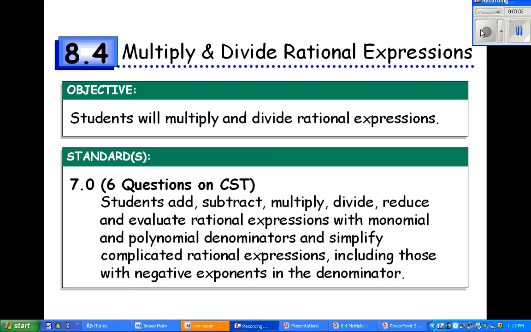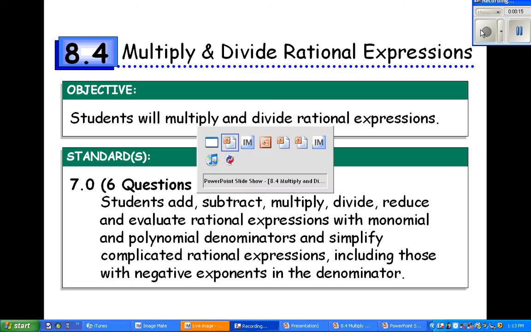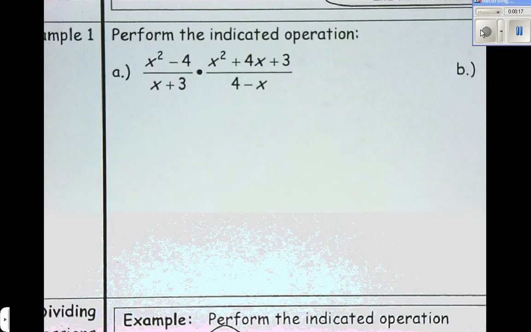Section 8.4, multiply and divide rational expressions. In this section, you will multiply and divide rational expressions, standard 7.0, and as you can see, there are going to be 6 questions on the CST. Let's start with example number 1.